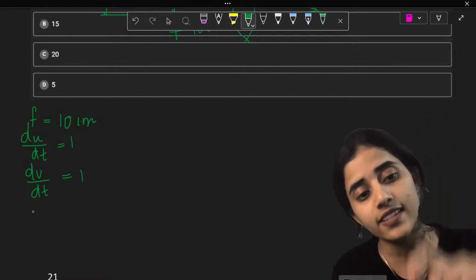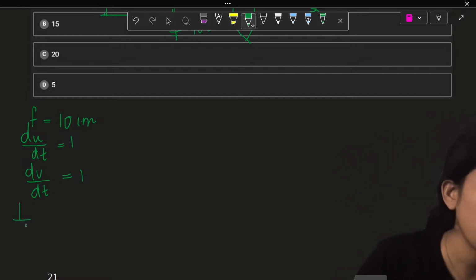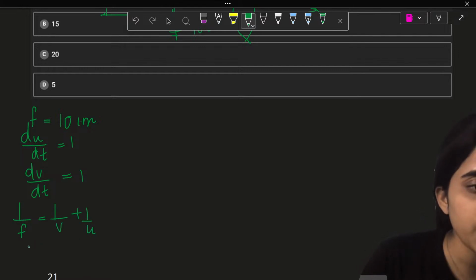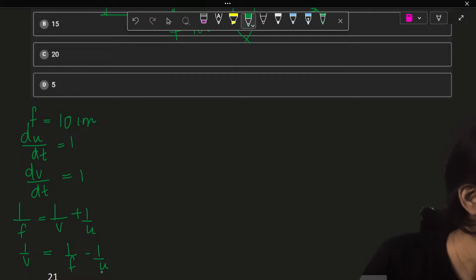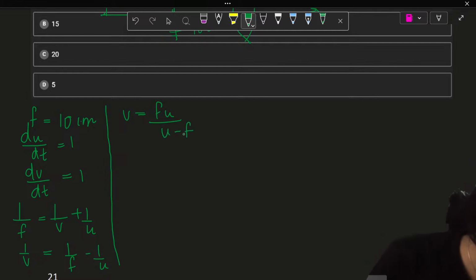Now this is a lens. So lens maker's formula: 1 by f is equal to 1 by v plus 1 by u. So from this 1 by v is equal to 1 by f minus 1 by u. Is this much clear? Now v is equal to, rearrange, you will get f into u divided by u minus f.